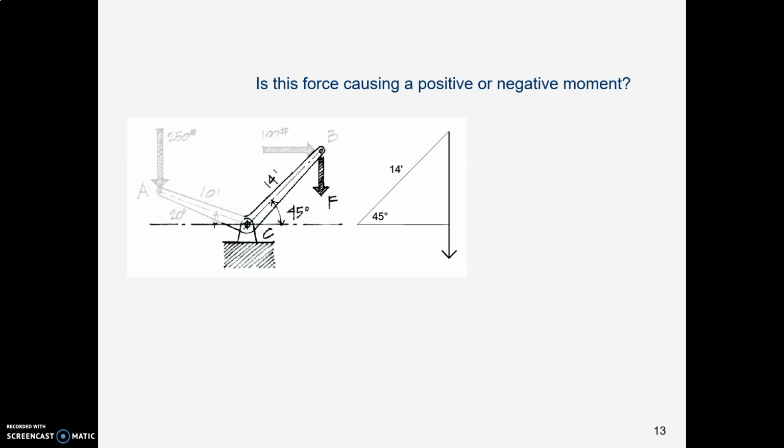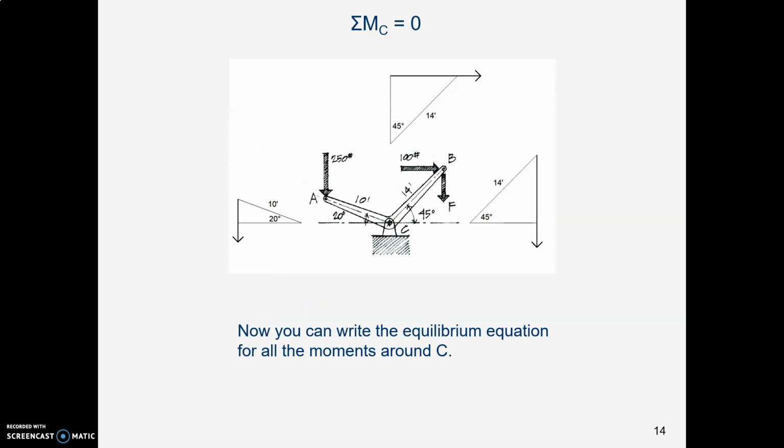Okay, now is that hanging down force causing a positive or negative moment? Well, let's picture what direction it's trying to pivot. It's trying to go that way, and that's the way a clock turns. That's clockwise, so that's a negative moment. Now you can write a whole string of moments that add up to 0. Remember this tool in your toolbox: the sum of all moments equals 0 if this is in equilibrium.